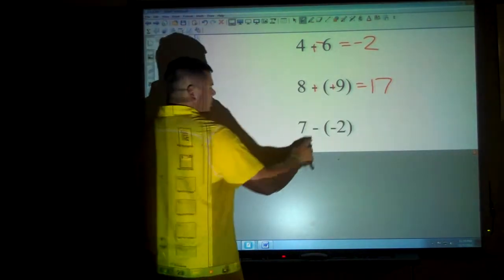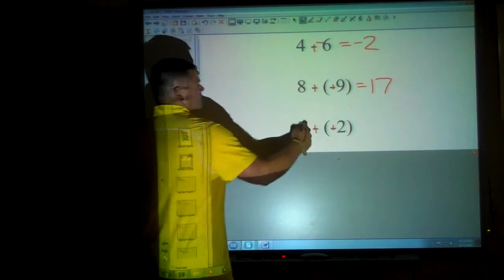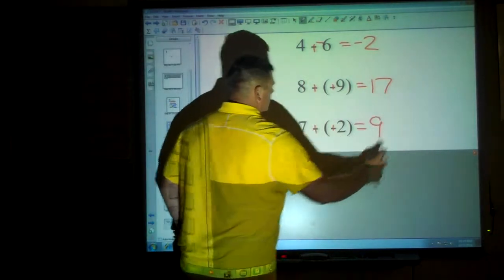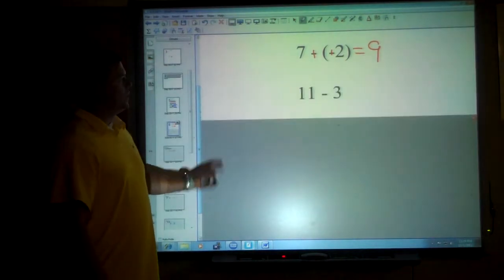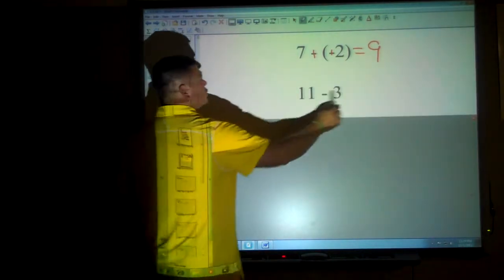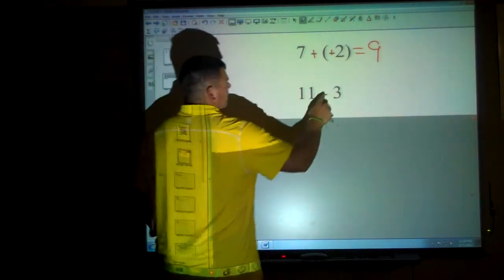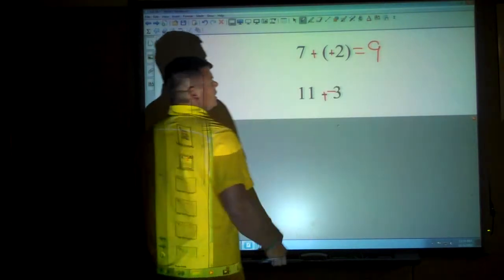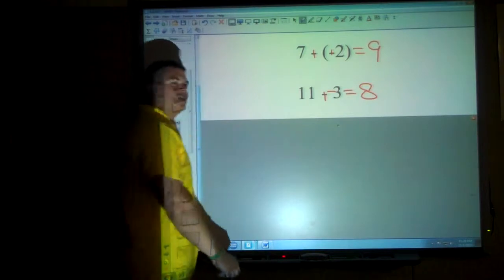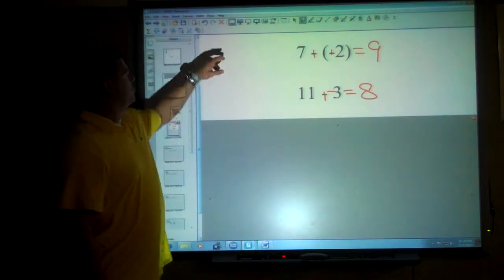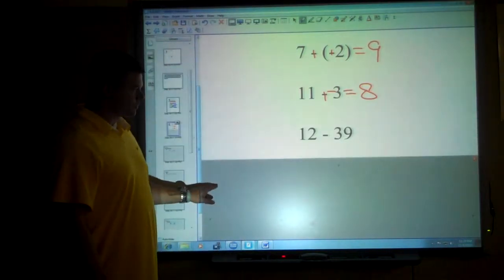7 minus negative 2 becomes 7 plus positive 2, which now equals 9. Again, I make 2 changes every single time. 11 minus 3, yeah, I know you can do 11 minus 3 and get 8, but practice plus the opposite. You have how many more positives than negatives? You have 8 more positives. It still works, but all you have to do is deal with the addition.